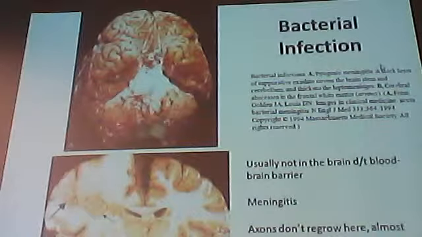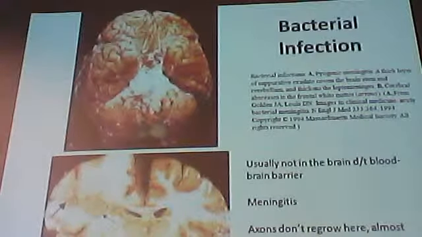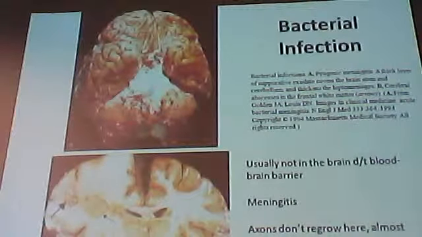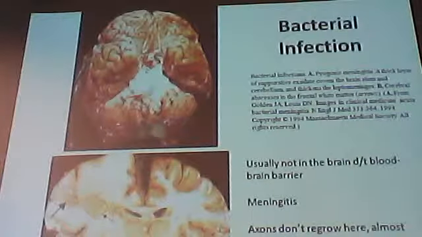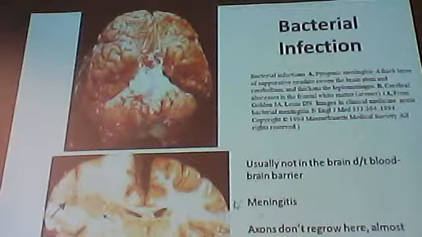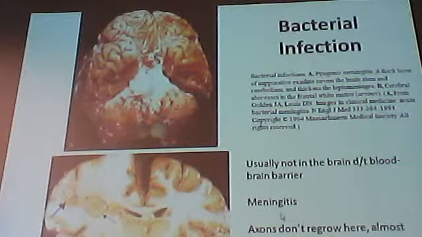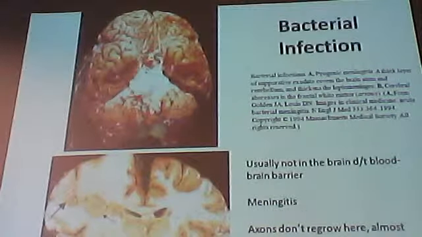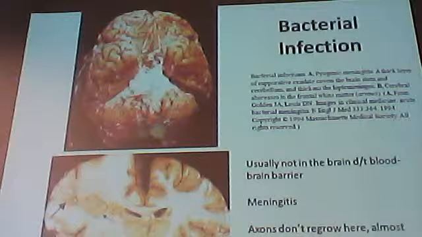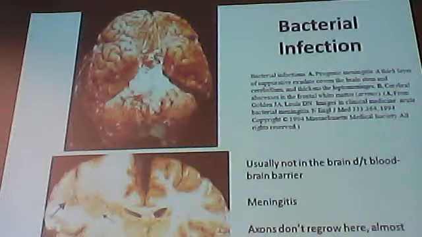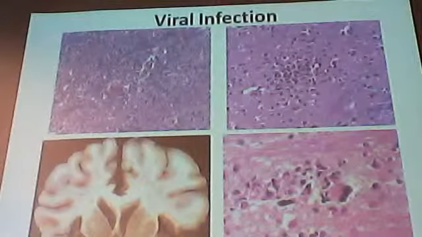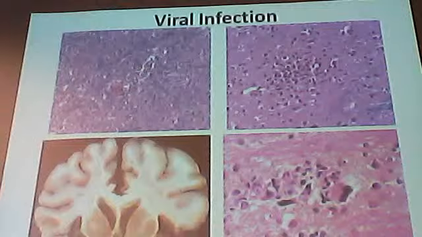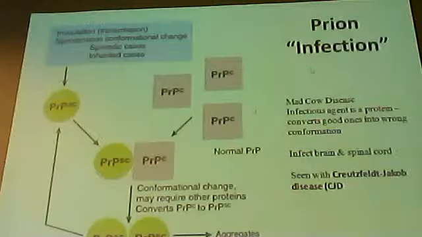Bacterial infections. Bacterial infections usually are not in the brain because it's difficult for bacteria to get through the blood-brain barrier. But one case is meningitis, which is very, very difficult to deal with. The axons typically don't really go here. Viral infections are very, very difficult. And then you've got a prion infection.